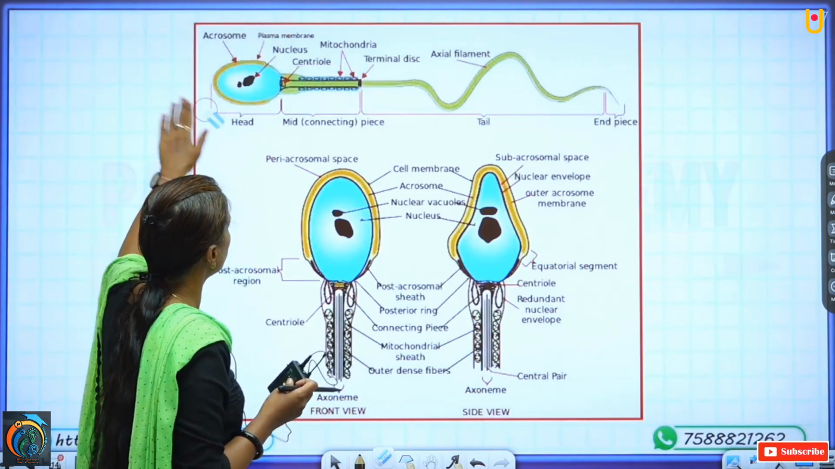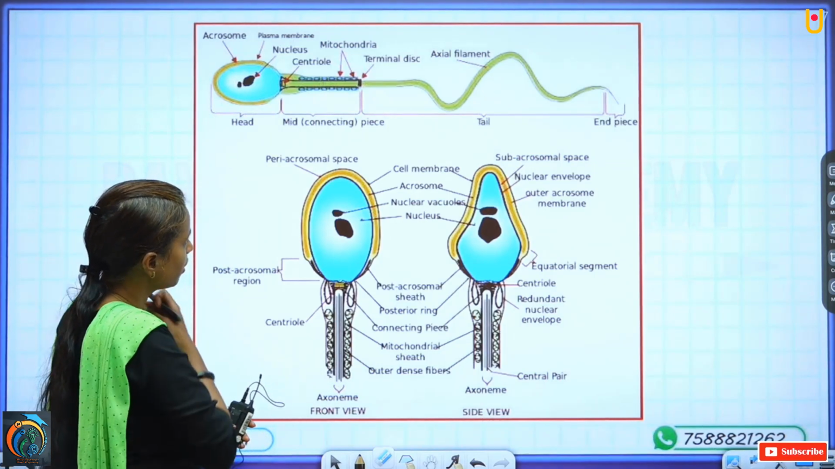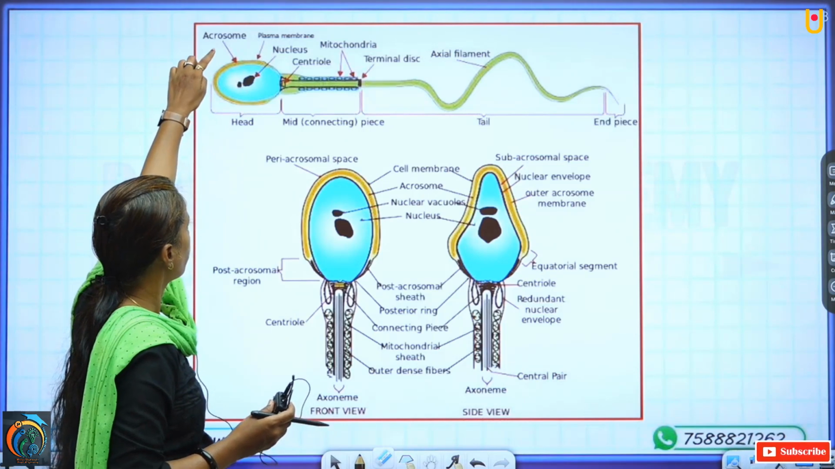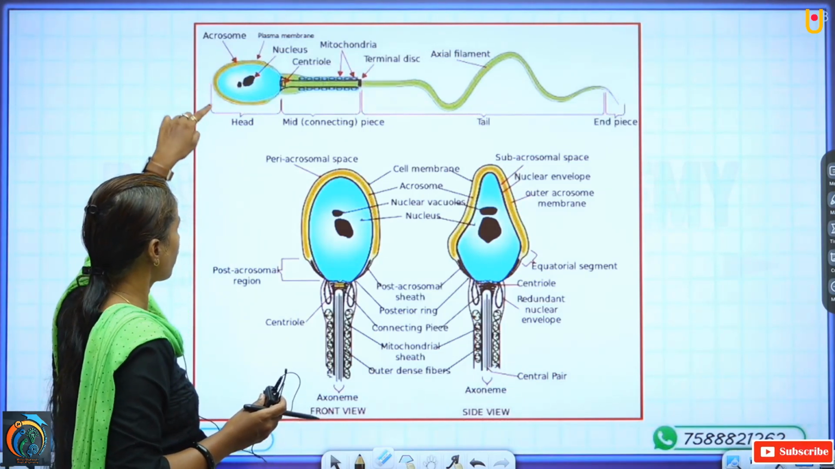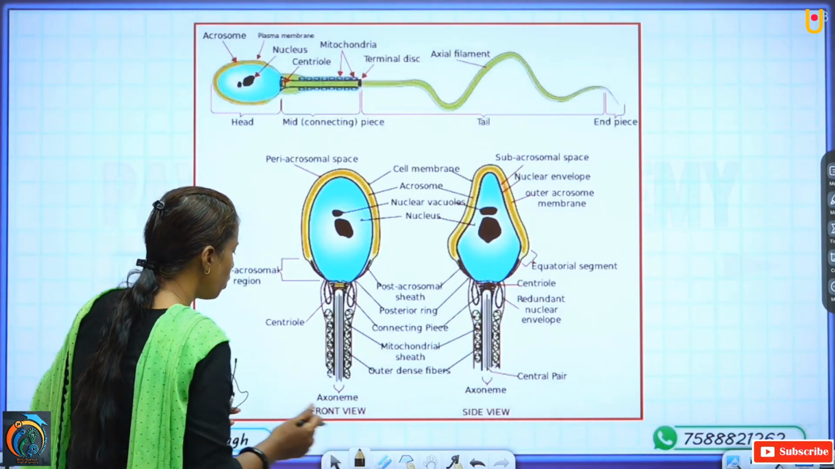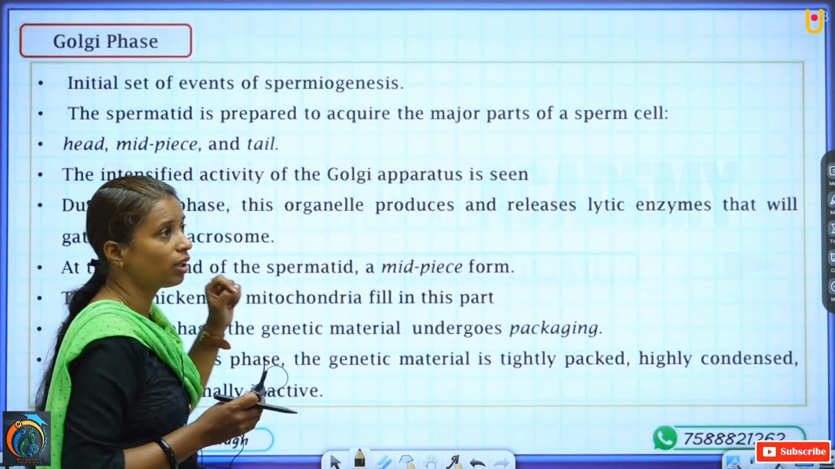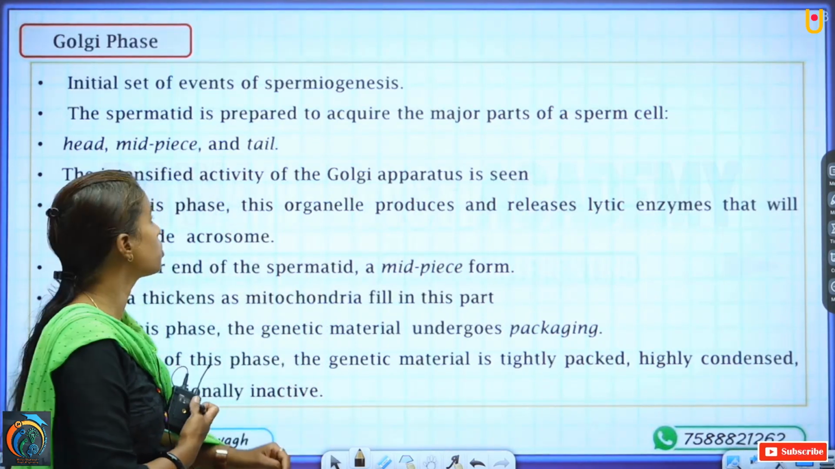Now, this sperm, again, it is having an acrosome. It is the covering where the acrosome is seen. And now what will be the role of this acrosome? We will see here. Now, one by one, we will see first of all the phases of spermiogenesis.